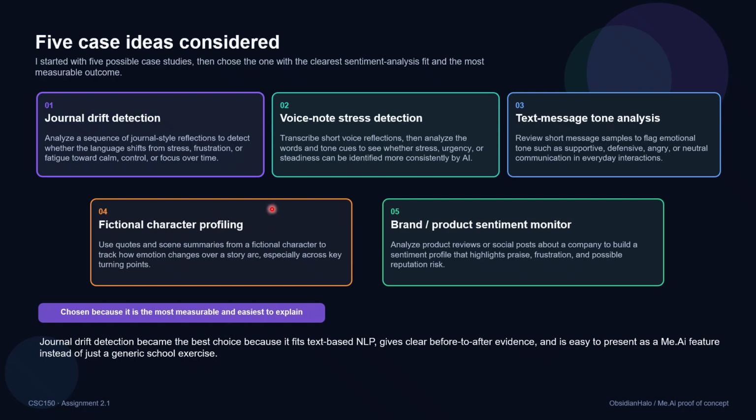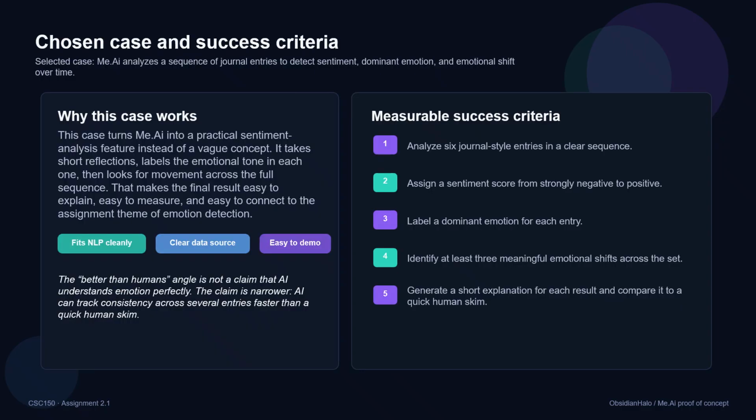I chose journal drift detection because it has the clearest NLP fit, the clearest measurable trend, and the strongest connection to Me.Ai as a real feature. The case I selected is Me.Ai analyzing a sequence of journal entries for sentiment, dominant emotion, and emotional shift over time. I chose this because it turns the idea into something measurable.